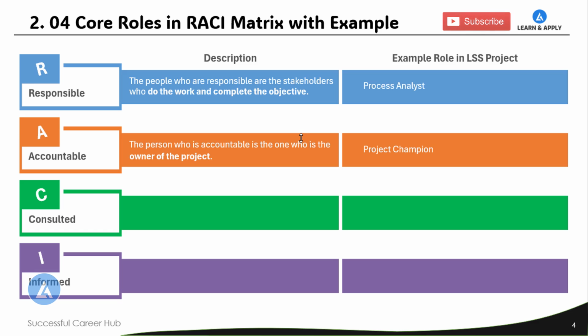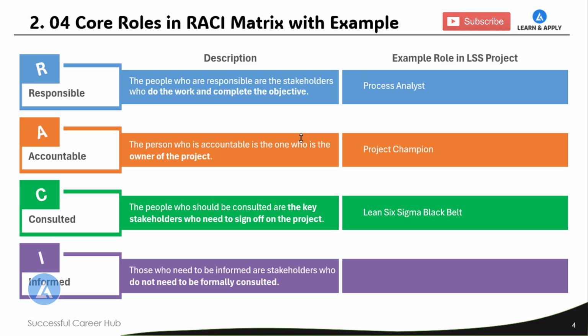The third role in the RACI Matrix, as we discussed, is the C, consulted. The people who should be consulted are the key stakeholders who need to sign off on the project. For the Lean Six Sigma project implementation, the person will be the Lean Six Sigma black belt. And the last role is the I, informed. Those who need to be informed are stakeholders who do not need to be formally consulted, but they need to be informed. In our Lean Six Sigma project, the informed persons will be department head, operators, leadership team.